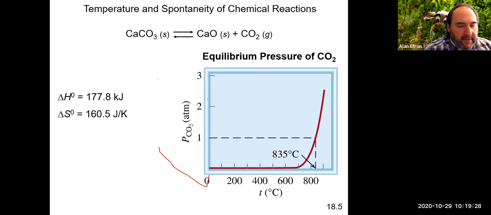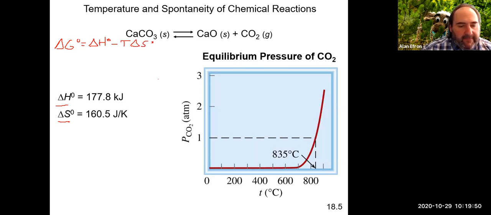Okay, so if we are looking at this one here for 25 degrees, in this case, we're given the delta H. We're also given the delta S values. So again, it wouldn't make sense to try to do products minus reactants here. We would want to use our formula that we just saw.